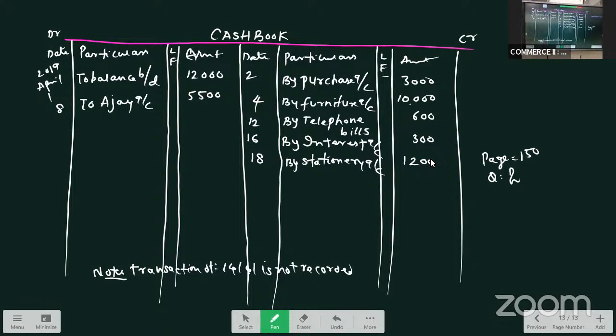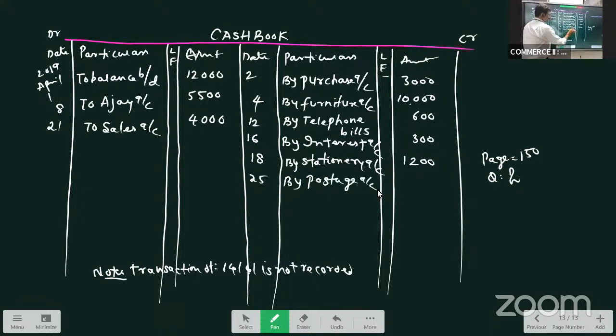Then again, cash sales. Cash sales means you sold goods for cash. Goods are going away from business, cash is coming into the business, so it is an inflow. It's a receipt. Take it on the debit side. To sales, 4,000. The date is 21. Then we have postages. On 25th, we purchase postages, stamp, envelope, or you send a parcel. So by postage, it is an outflow again, 400.